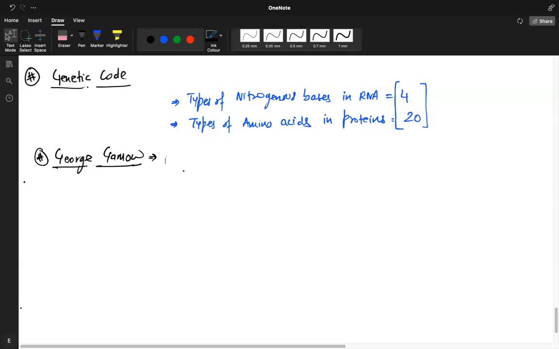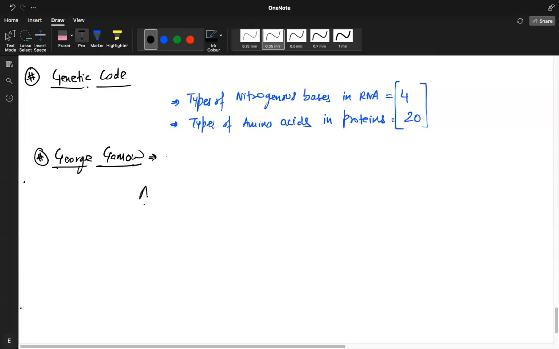He said that, see, you people are saying that you just have 4 bases, and then those 4 bases somehow code for 20 amino acids, right? Then I think mathematically it's only possible if the code is made up of 3 nucleotides. So one code is made up of 3 nucleotides. Okay, then it makes sense. And then it can code for all your 20 amino acids. Do you understand what he said?